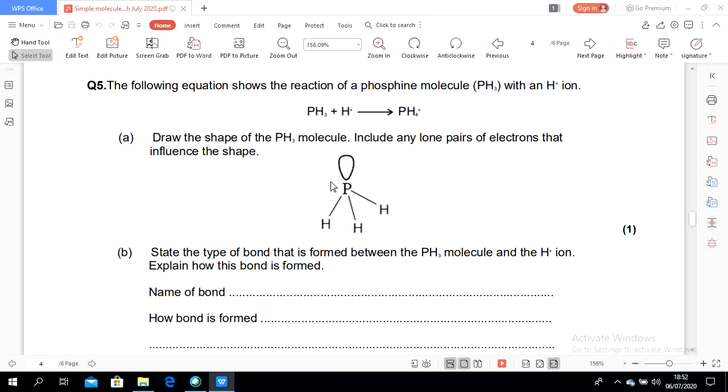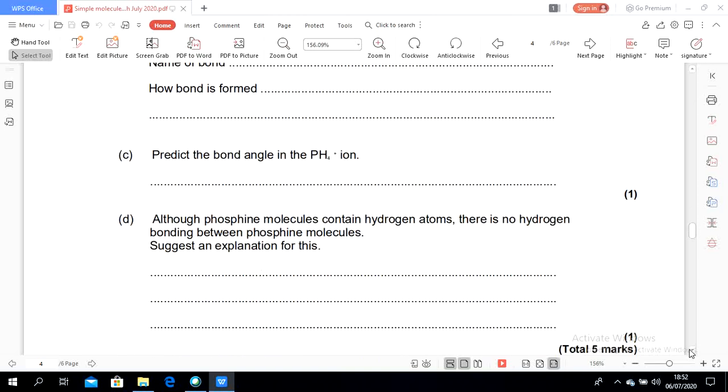State the type of bond that is formed between a PH3 molecule and an H plus ion. What is the name of the bond? The bond here is a dative covalent bond. How come dative covalent bond? Because phosphorus has a lone pair that can be donated to the H plus ion. That is the mechanism of how the bond is formed.